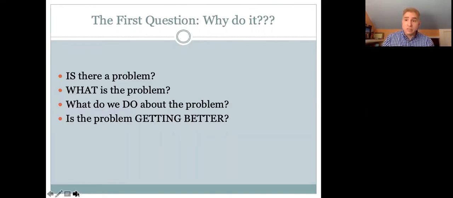If we decide that a sub-separate is necessary, if we decide that ABA is appropriate, that's obviously only part of the story. Part of the story is also making sure that that happens. So this is oftentimes where the advocacy gets involved. And then finally, question number 4, is the problem getting better?